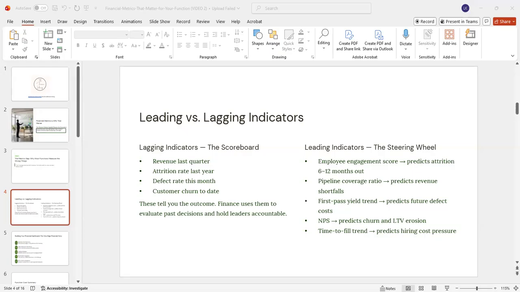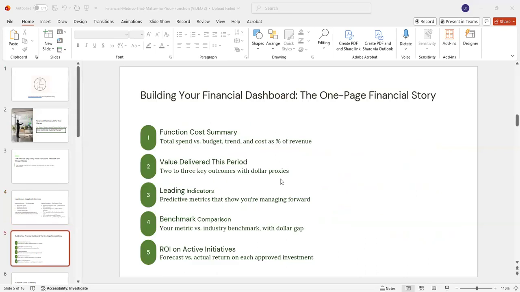And the goal here is not to use it only once a year just before the budget time, but to use it all around, both to manage your function and to be seen as a credible partner to the finance function. So let's look at the 5 things that you should ideally see in a financial dashboard. I've listed all of them here on this page. And then I'll go through each of them one by one in more detail in the coming slides.